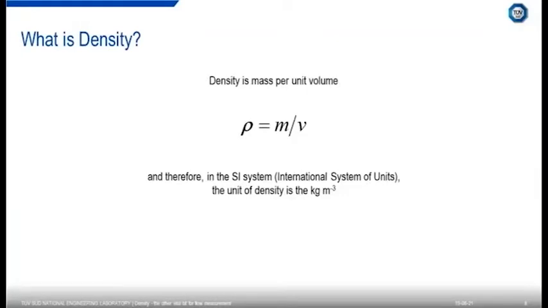A good place to start is by saying, okay, what is density? Density is mass per unit volume. So nice, simple little equation here. And of course, in the SI system, the International System of Units, the unit of density, therefore, is going to be the kilogram per cubic meter. So that's really the basis of density.